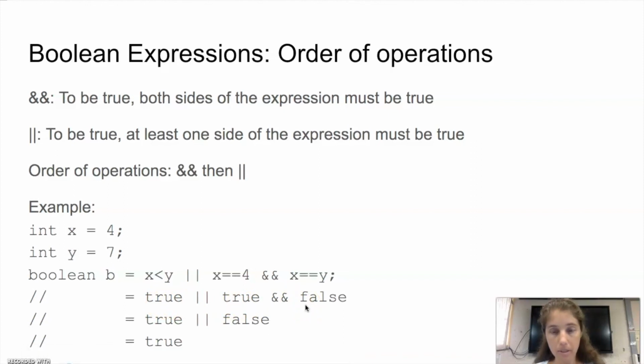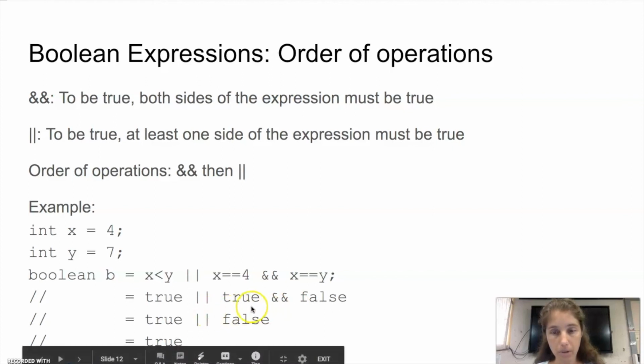So the next step is to evaluate all the ANDs in this expression from left to right. So we find that we just have one AND operator, so it's saying true and false. Since both sides are not true, this is going to evaluate to false. So true and false evaluates to false. So now we've simplified this to true or false. And since at least one side of the OR operator is true, the entire expression evaluates to true. So AND takes precedence over OR.